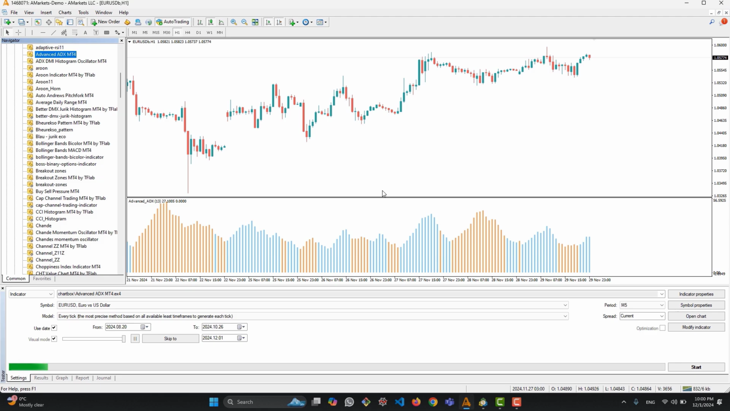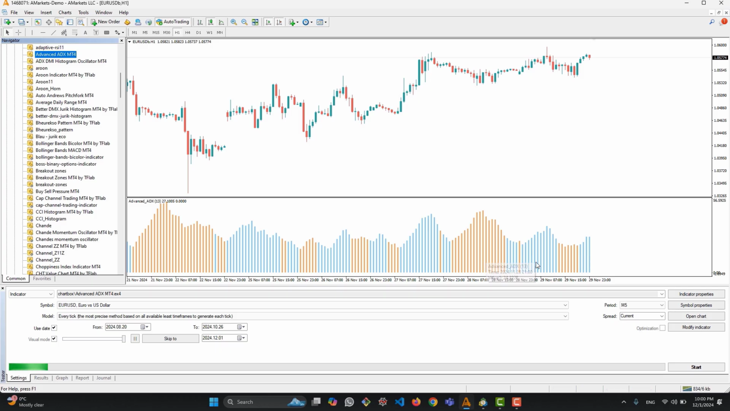This indicator displays the same as the ADX indicator, with a few differences in appearance. As you can see, the ADX indicator consists of three lines: the ADX line itself, the positive DI line, and the negative DI line.